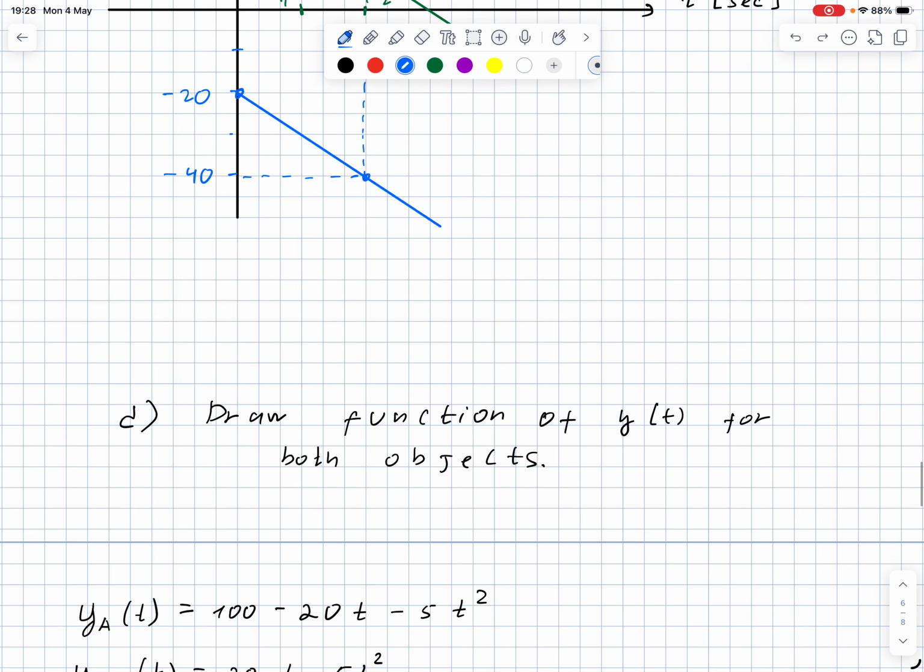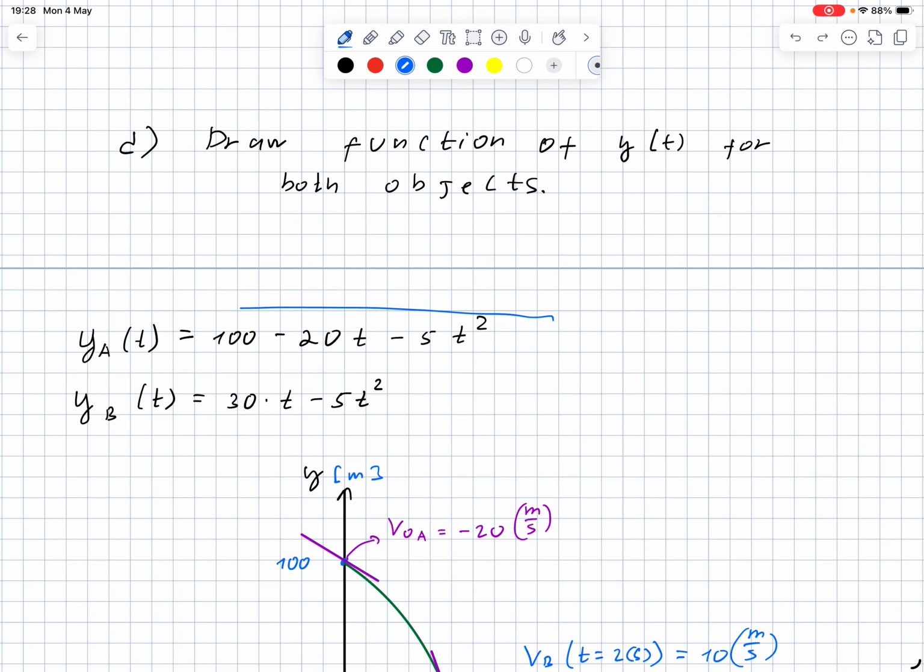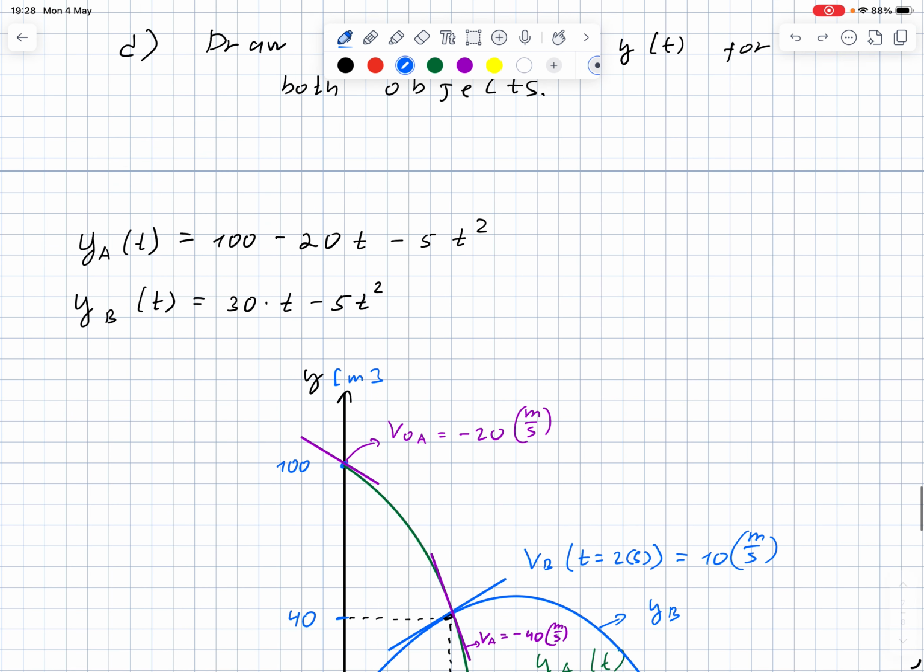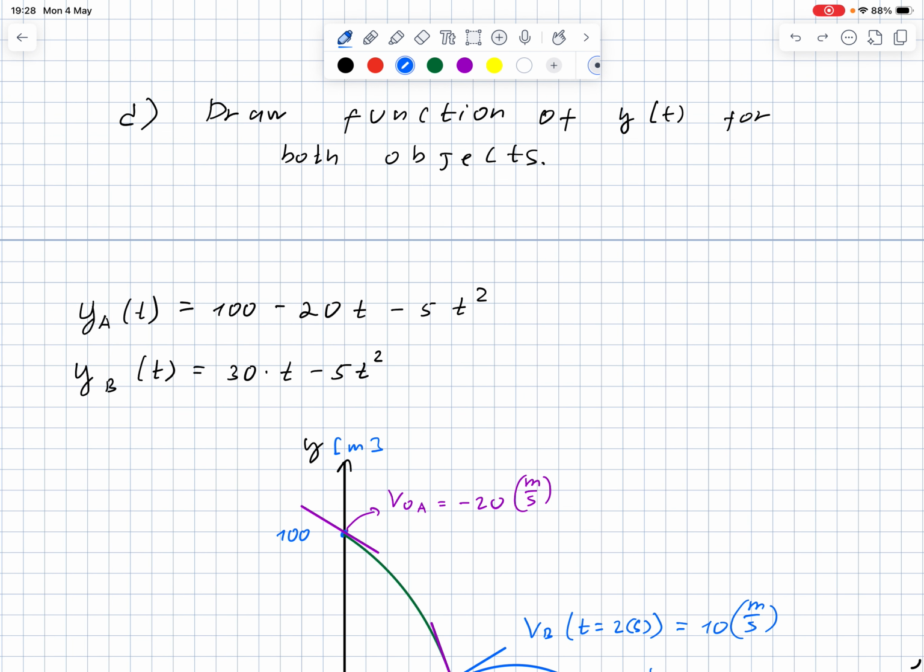Okay, it's something that I decided to add: draw the function of y of t for both objects. Now, if you remember, this expression is the function of position for object A, and this is the one for object B. Okay, let's talk about A first. The coefficient of t squared is minus 5, which is negative, therefore this parabola is unhappy.